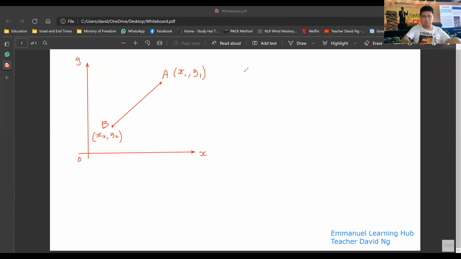So the length of this line AB is given by square root of x1 minus x2 square plus y1 minus y2 square. That's the formula you're asked to remember. But in maths, I don't like to ask students to blindly memorize the formula. So today I'm going to explain to you why the length of AB is given by square root of (x1 minus x2) squared plus (y1 minus y2) squared. So you're ready? If you're ready, I'm going to show you.